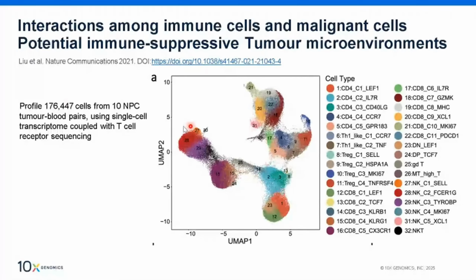Okay. So this is another publication by Liu, working on nasopharyngeal cancer. In this particular study, they profiled 176,000 cells. So 176,000 dots of them. This is the total cell number from 10 nasopharyngeal cancer patients, and it's a tumor blood pair, comparing the tumor and the blood cells. The transcriptome was sequenced using single cell, and here we have the clusters of CD8 cell, T regulatory cell, T helper, NK cell, and so on.